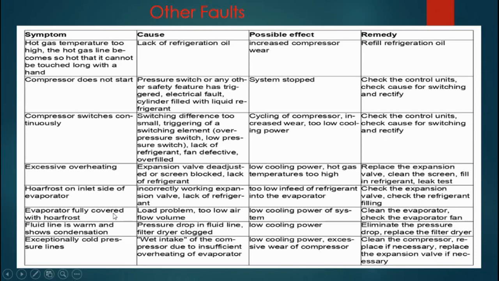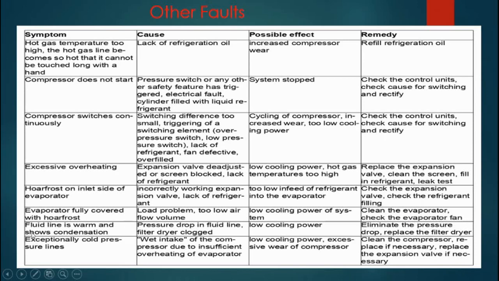Evaporator fully covered with frost. If the evaporator is fully covered, then what is the cause? It is a load problem, too low airflow volume, and its possible effect is low cooling power of the system. And its remedy is to clean the evaporator and check the evaporator fan.